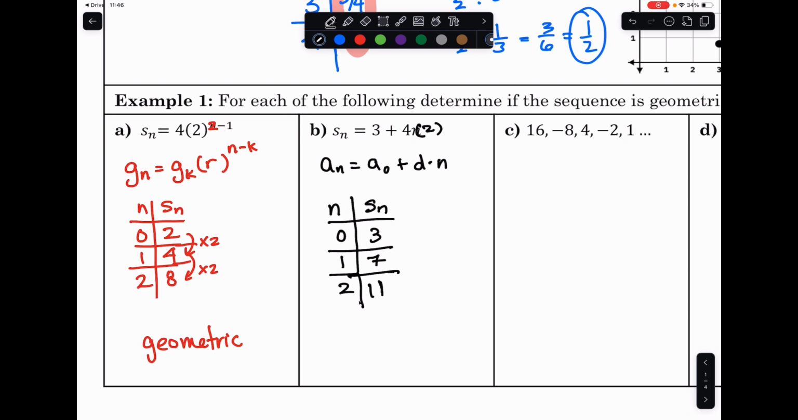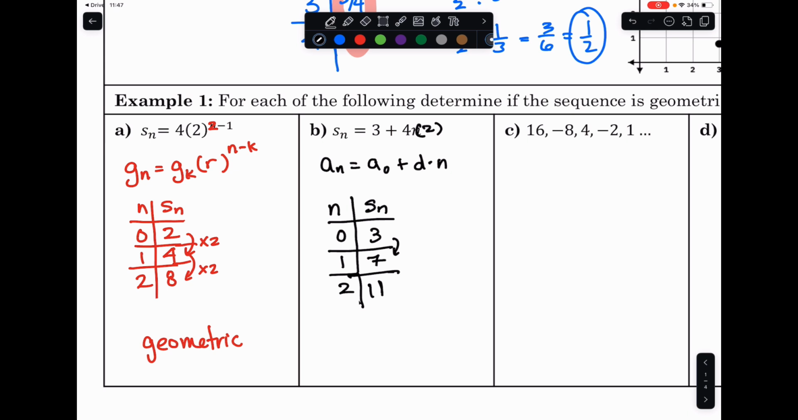Now notice that this is not a common ratio. We're not dividing by the same number. 7 divided by 3 means we're multiplying by 7 over 3, but 11 divided by 7 is 11 over 7. See, so there is not a common ratio.